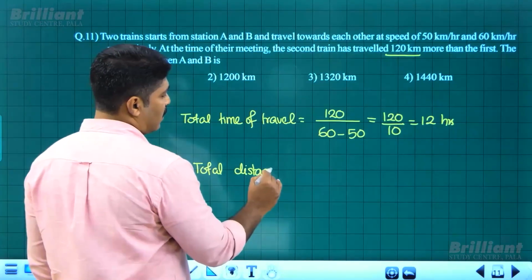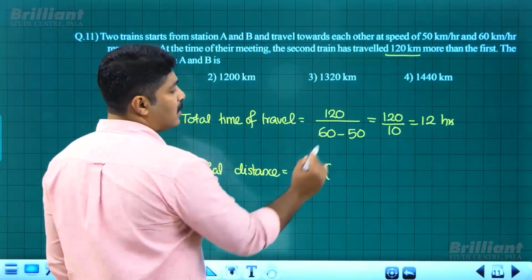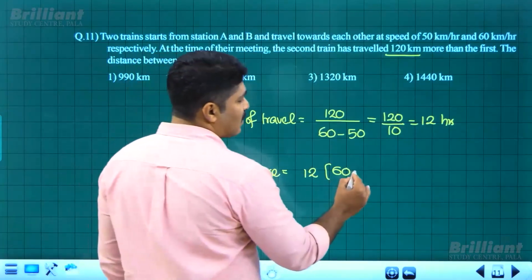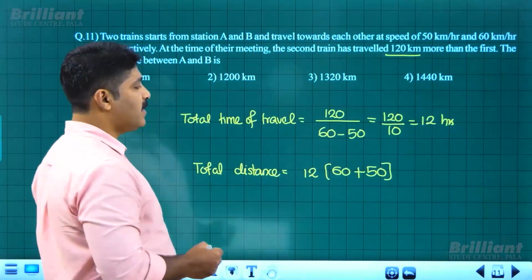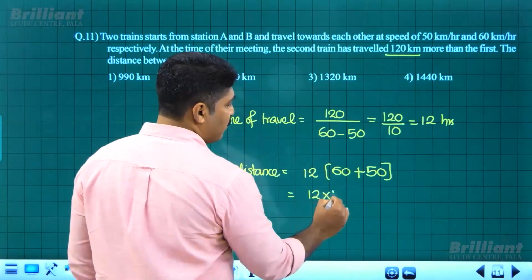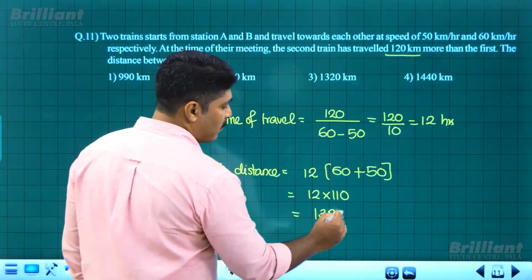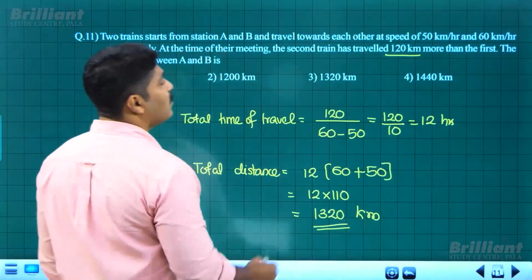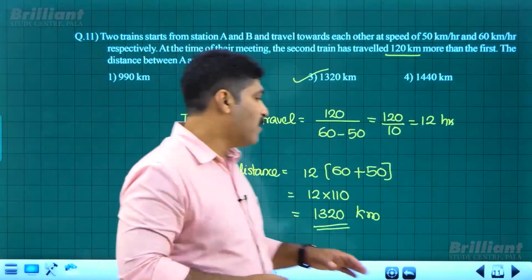So what is the total distance here? In this 12 hour period, this faster train is traveling at a speed of 60 km/h and the slower train is traveling at a speed of 50 km/h. So this will be 60 plus 50, therefore this is equal to 12 into 110. So what is 12 into 11? 132. So 110, put a 0 also here. Therefore this is 1320 kilometers. That's the total distance covered during this period, that is in 12 hours.